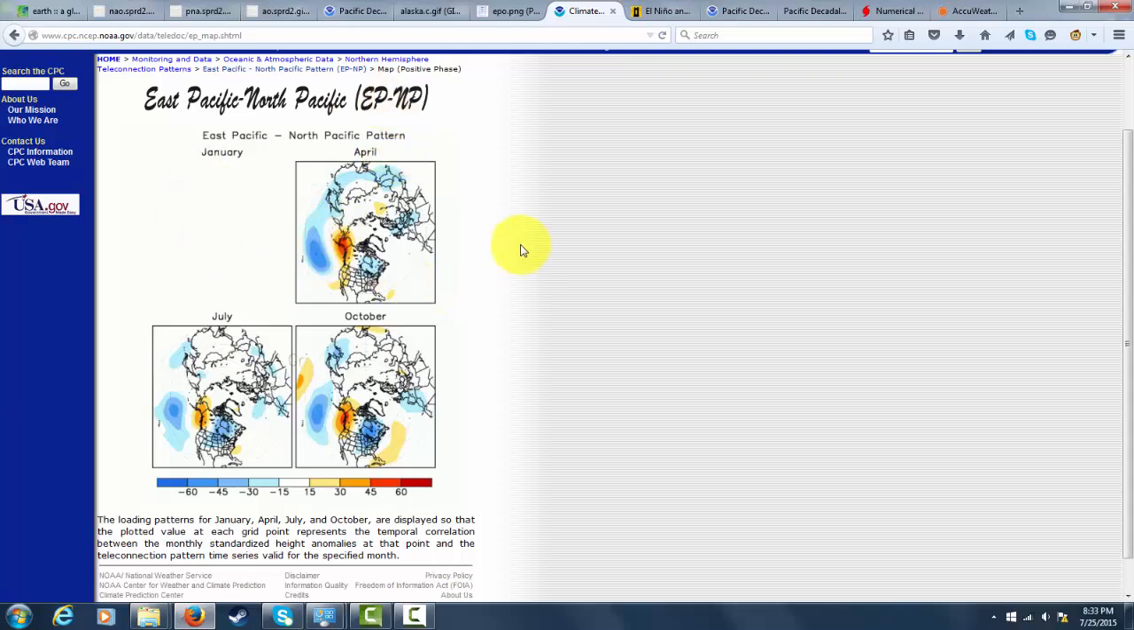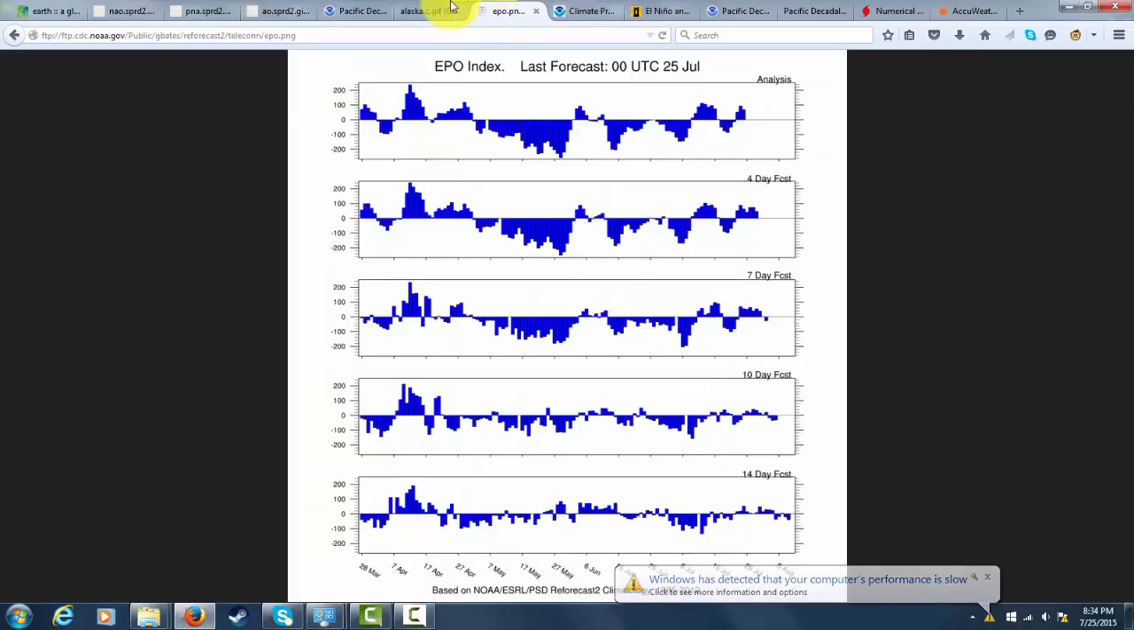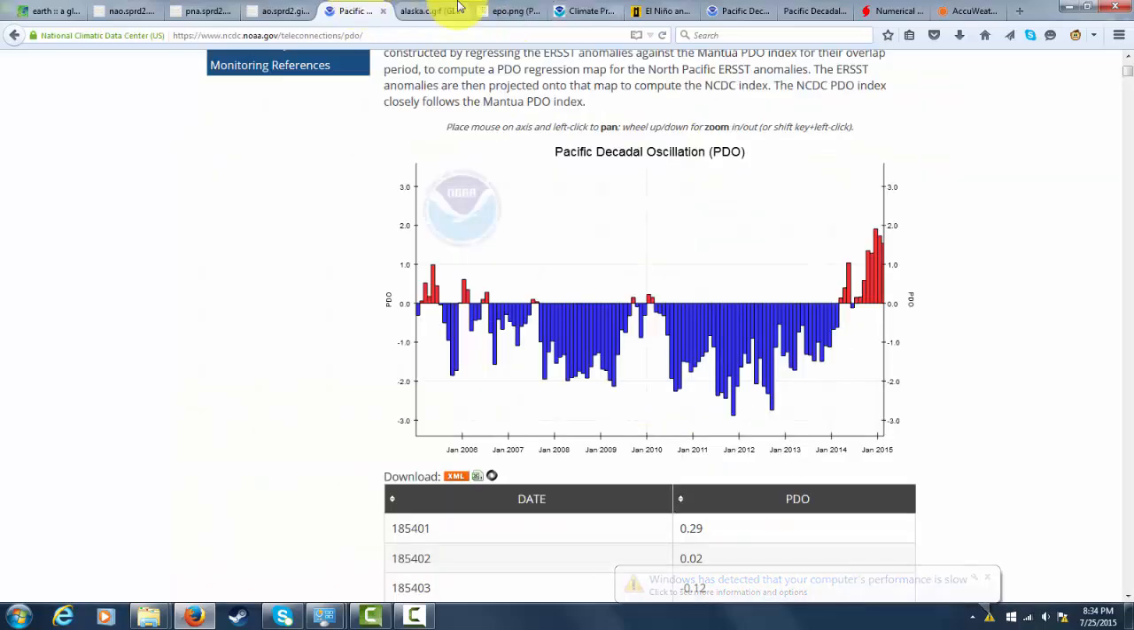It looks like a positive EPO phase, or what these diagrams represent, is cooler than normal temperatures across the eastern United States with warmer than normal temperatures across the western United States. So that, coupled with a positive PDO, could really enhance the ridge trough ridge across the continent.